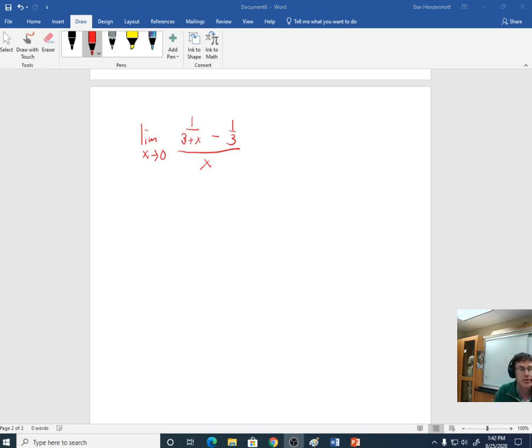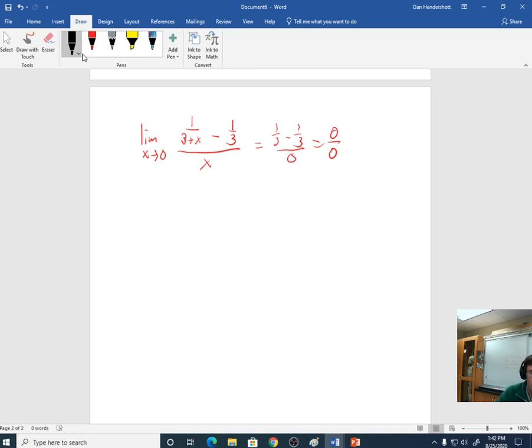And this is still trying to cancel something out, but you still got to first try. Always try, plug it in. So we plug a 0 in, that's 1/3 minus 1/3. And then fill in a 0 down here, and that's 0 over 0. Okay, we need more work. It's indeterminate. So what can we do with this?